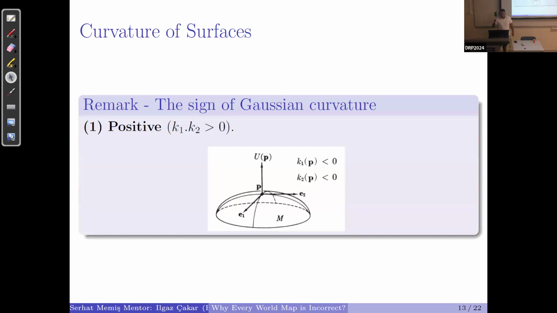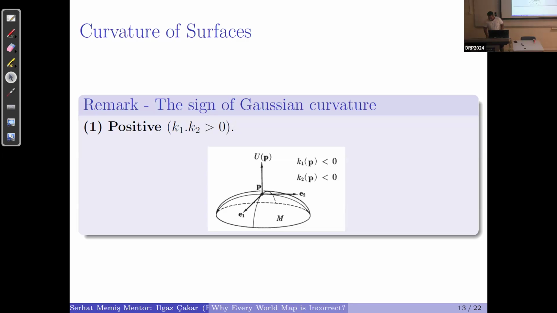So if the Gaussian curvature is positive, then K1 and K2 both have the same sign. They can both be negative or they can both be positive. And since these are the minimum and maximum, all values between them also have the same sign. So the surface will move away from its tangent plane in all directions, and it looks like this. It's a spherical shape.